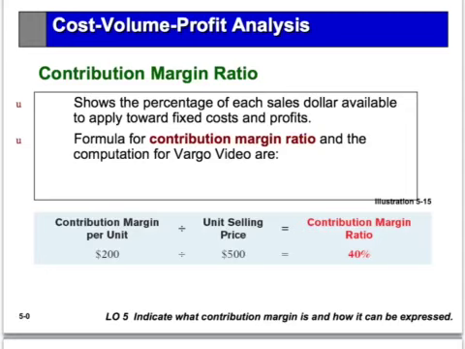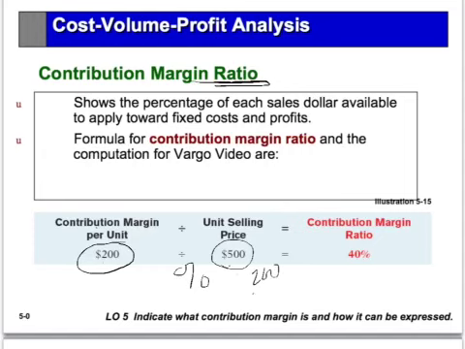Now that was the contribution margin on a per unit basis. We also calculate the contribution margin as a percentage of the selling price. And we call this the contribution margin ratio. Ratio is only a percentage. The contribution margin per unit in our example was 200. Recall 500 minus 300. The selling price is 500. So I take the contribution margin as a percentage of that. That is 200 over 500, and I get 40%. This we call the contribution margin ratio.